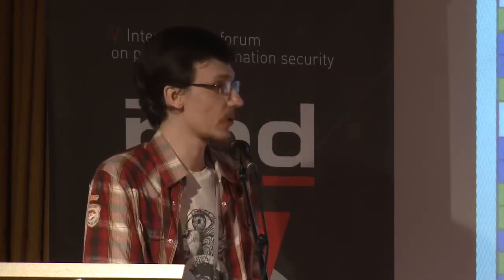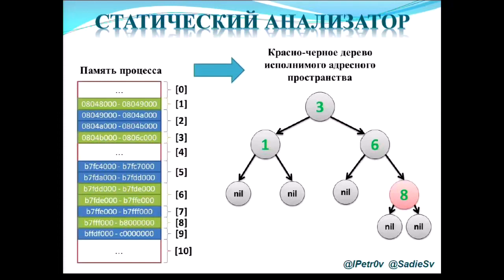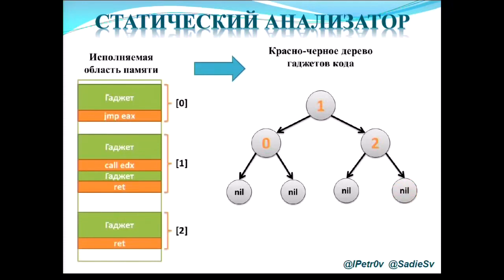In order to discover the page in memory which belongs to the process, we also use a red-black tree, but of valid addresses. Valid addresses are put as nodes in this tree, and for every page in advance we do the disassembly and a search for gadgets.